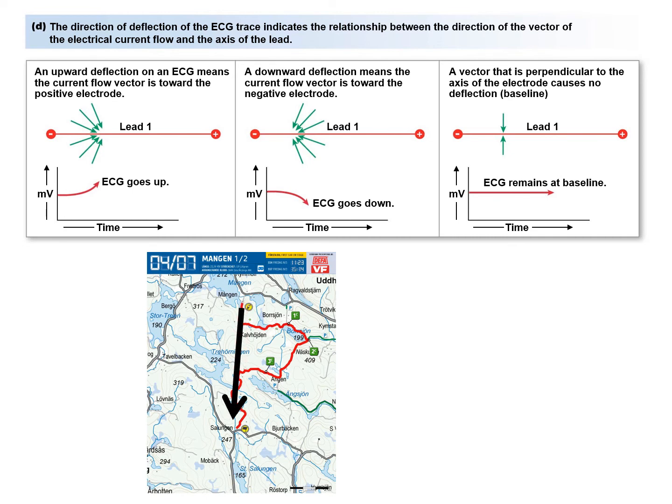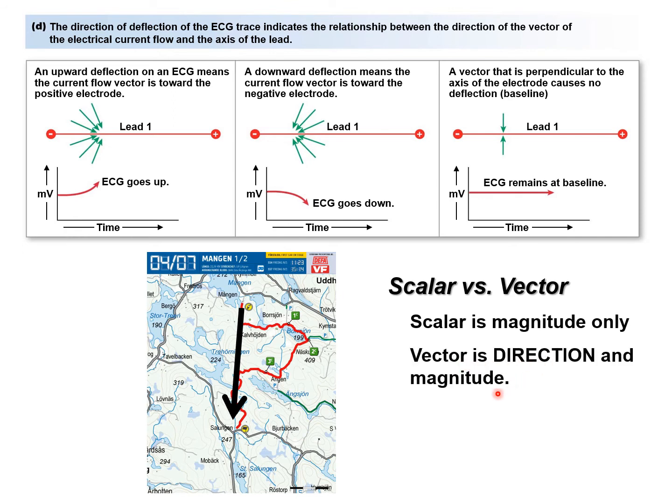As the car drives, you might have driven 200 miles, but as the crow flies, you've only gone 100 miles. So your speed may have been 200 miles per hour. Good luck surviving that. But your velocity would only be 100 miles per hour. So scalar versus vector. Scalar is magnitude only. Vector is direction and magnitude.